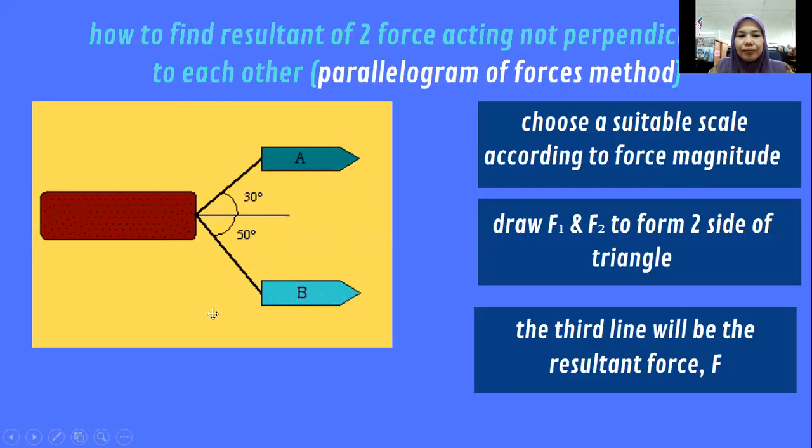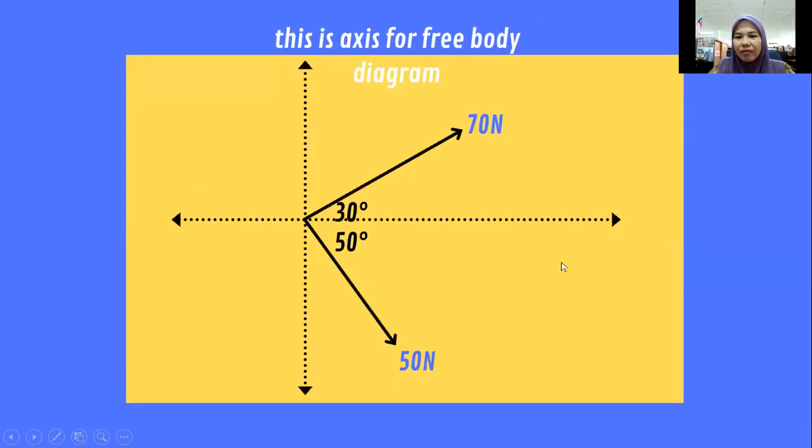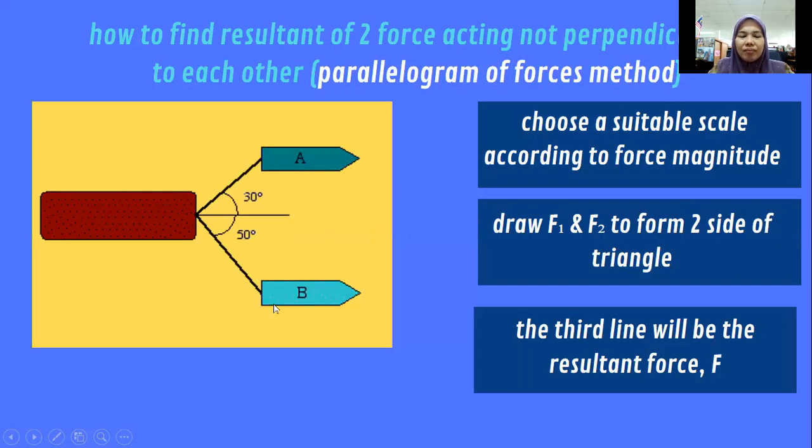Next, how to find the resultant force of two forces not perpendicular to each other? We can use another method, the parallelogram of forces method. Step number one, choose a suitable scale according to the force magnitude. Same as our previous example, draw F1 and F2 to form two sides of a triangle, and the third line will be the resultant force. Most likely the same, but with some differences. This is the axis for the free body diagram, from our previous question with the same values.